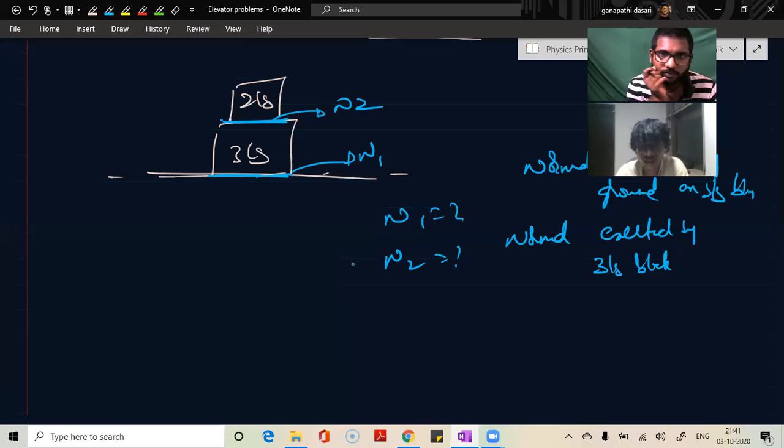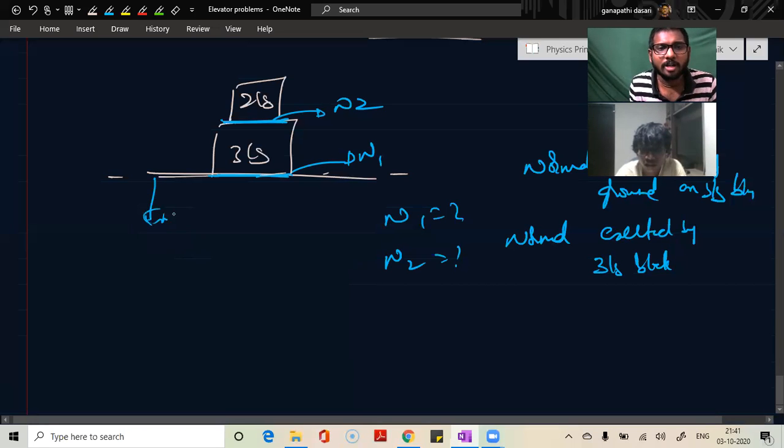Normal force exerted on the 3 kg block is not considered. This N1 will be on the ground also. That will not be considered. Ground we will not take.